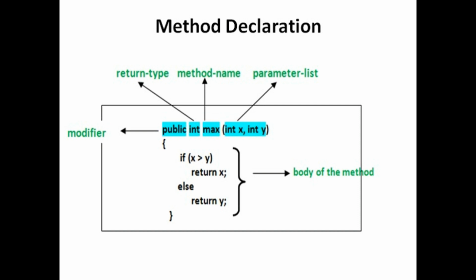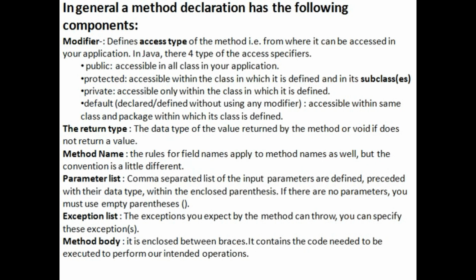Now, let us understand each term in detail. In general, a method declaration has the following components. The first one is the modifier or the access specifier, which tells us from where the method can be accessed in your application. There are 4 types of access specifiers, namely public, protected, private, and default. The return type is the value returned by the method. If the method doesn't return anything, it will be void.